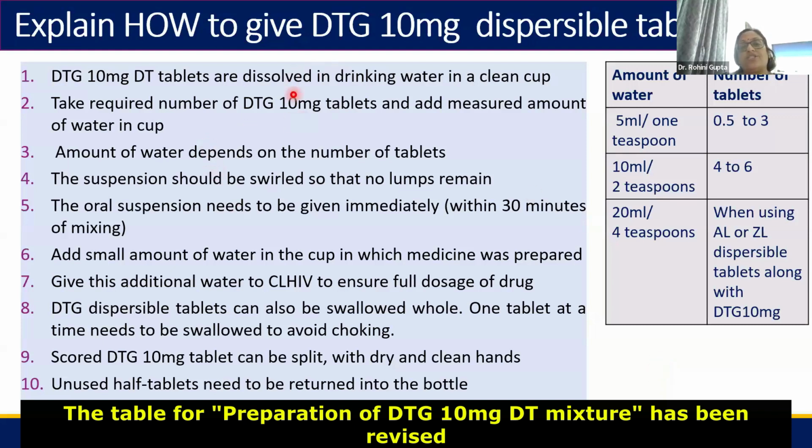Take the required number of DTG tablets as per the pediatric dosage chart depending on the weight, and add a measured amount of water in the cup. So what is the amount of water you need to add? For half up to 3 tablets, 1 teaspoon or 5 ml of water would be enough to add in the cup or katori. When the tablets are 4 to 6, which is not going to be very common because our dosage doesn't go beyond 2.5 tablets, but if you're giving 4 to 6 tablets, then you need to put 2 teaspoons of water.